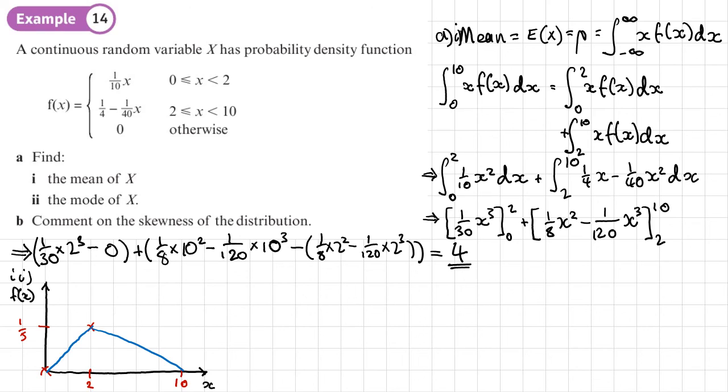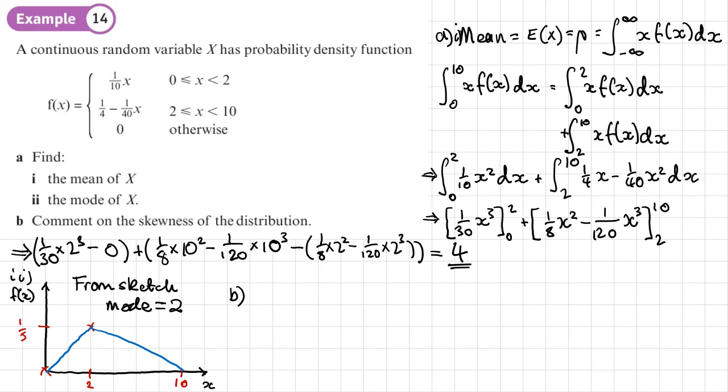So it's easy to see the mode, because remember the mode is the value of x at the peak. So I can see that the mode is just 2. So from the sketch, mode equals 2. Now part B, comment on the skewness.